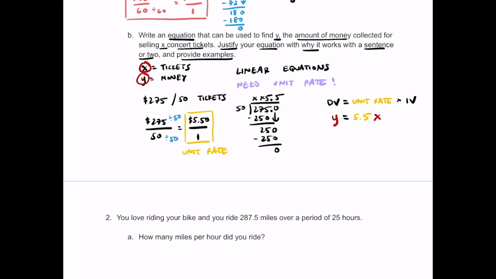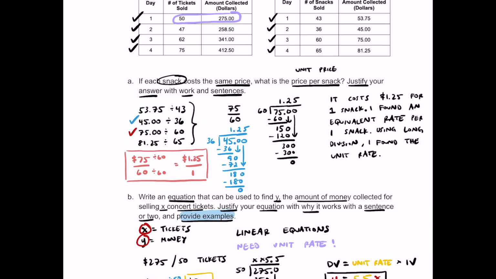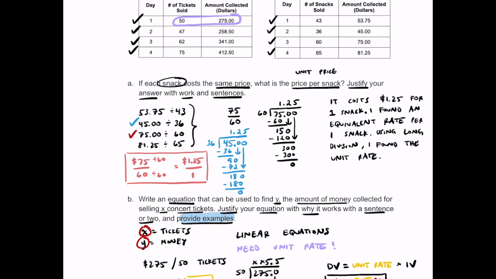So how can we prove this works? Well, first of all, let me just box this as our equation. And it does say maybe provide examples, right? It says provide maybe examples and then use 1 or 2 sentences to describe why this works. But for an example, let's go back up here, to a different day. Supposedly, if you sell 47 tickets, you're supposed to make $258.50, right? So let's just do one example to prove that this does work.